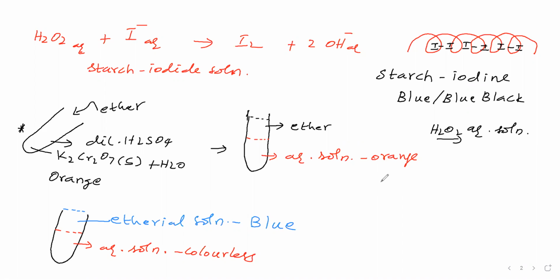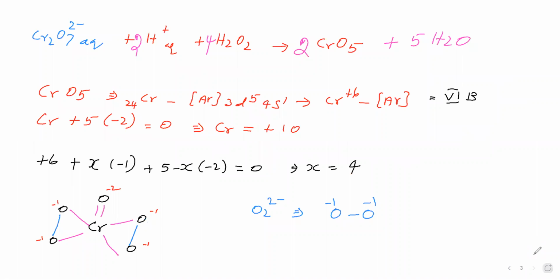Okay. If we do not add ether, what will happen? That we'll see. Now we take potassium dichromate, K2Cr2O7 aqueous solution. To this we add dilute sulfuric acid. We add hydrogen peroxide solution directly. We are not adding ether. So what will happen here?